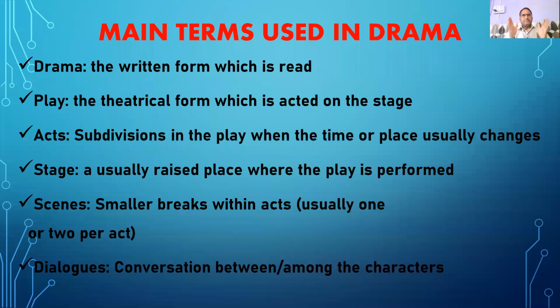Act means a play. You have a play. It's quite long. It's divided into different parts. You can have a play in one part, in two parts, three parts, four parts. Shakespearean plays are mostly in five parts, and nowadays you have six or even seven parts. So when a play is divided into parts, those parts are called acts. Right? I have written subdivision in the play when the time or place usually changes. So from act number 1 to act number 2, the time or the place or the action changes, right?